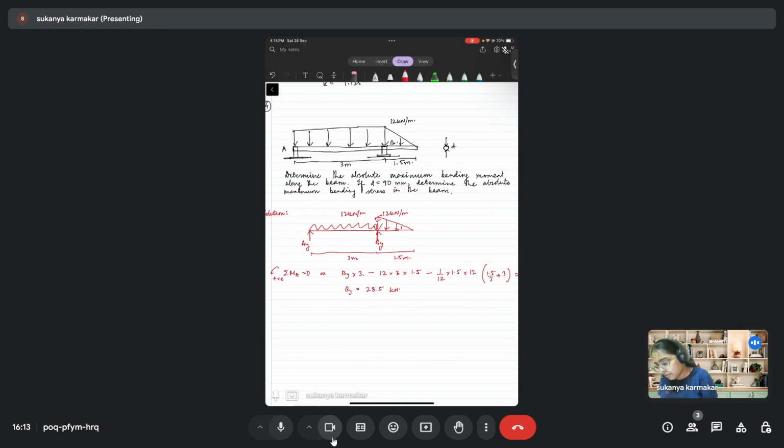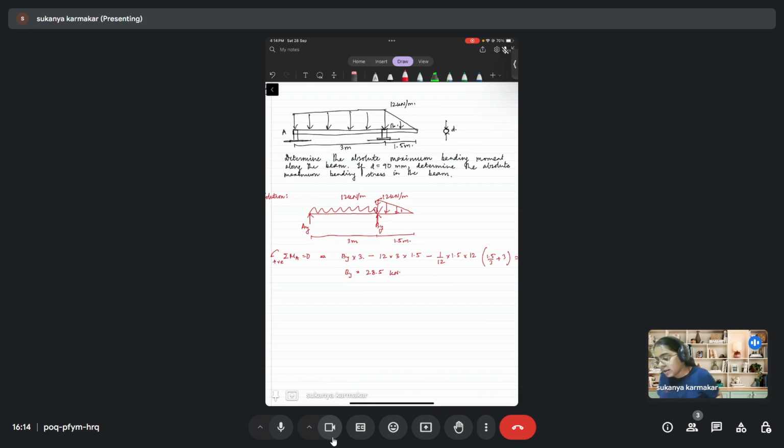Now, we have to find the value of Ay. Again, you can take the moment about point B, or you can simply use summation of force in the vertical direction to be 0. So let's use summation of force in the vertical direction to be 0. Then Ay plus By is equal to 12 into 3 plus half into base 1.5 into 12.